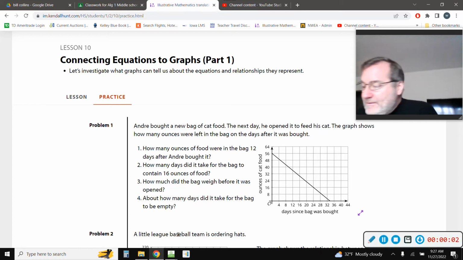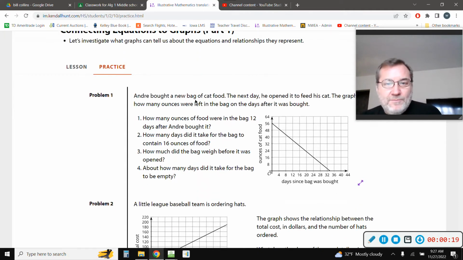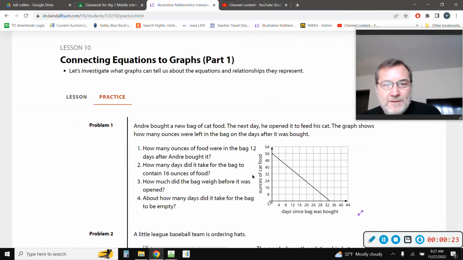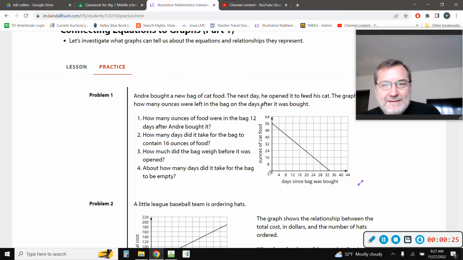Hello students, hopefully by this time you've done your lesson 10 practice problems, which are on page 219 in your book, and we'll go over those real quick and start to discuss them. So this first one, problem 1, says Andre bought a new bag of cat food. He opened it to feed his cat. The graph shows how many ounces were left in the bag on the days after he bought it.